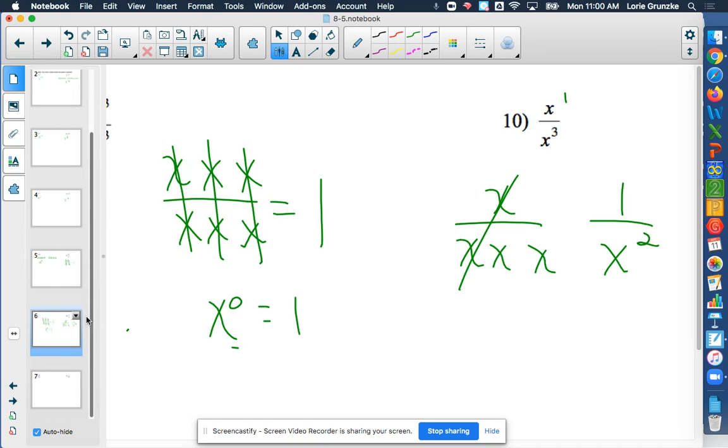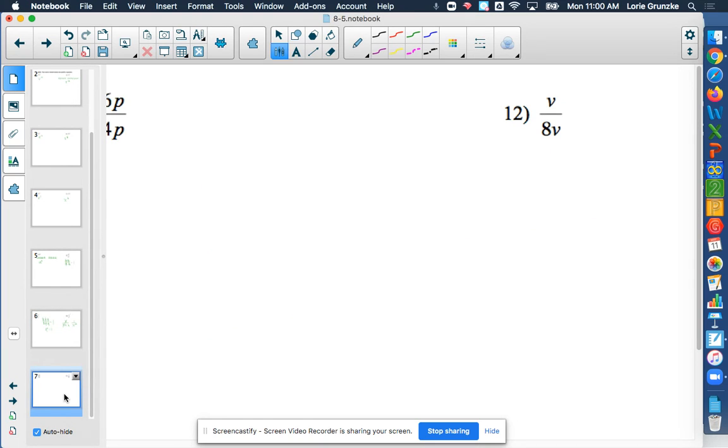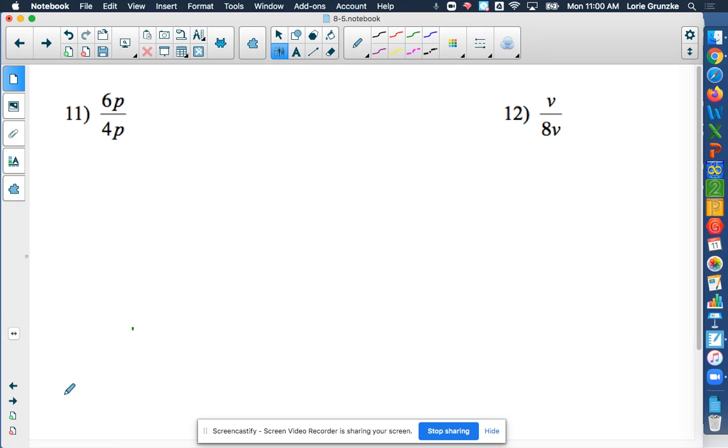So every time you get an itty bit confused, just write it out the slower way. Look at that, P over P, the P's cancel, and then you just reduce it. And number 12, the B's cancel, reduce it, you're done. Easy lesson, let it be easy.